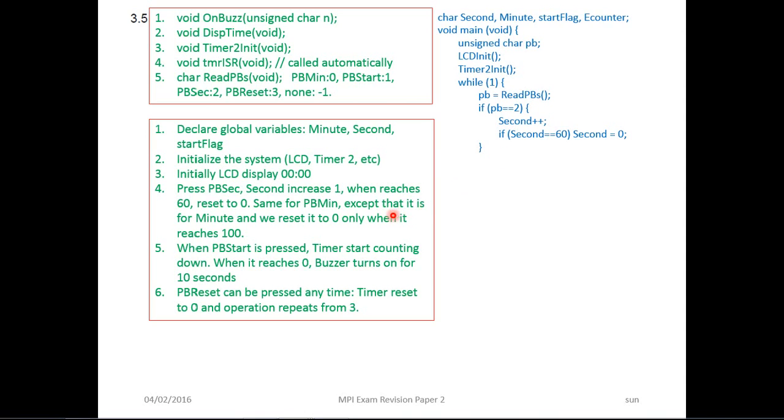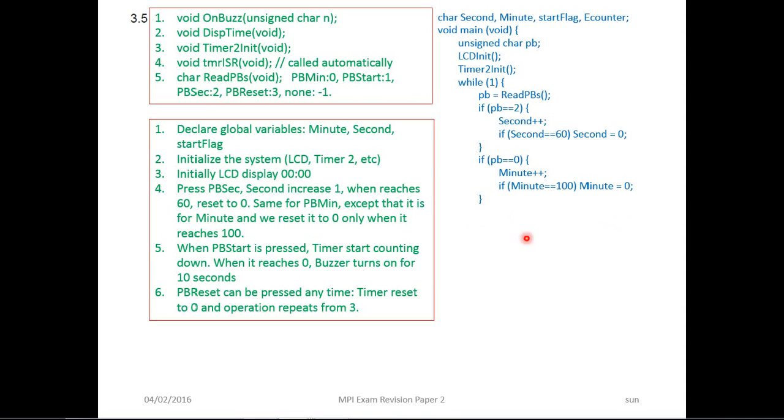We do the same for PB min. Here we see if the return value is 0. If it is, we will increase minute by 1. And if it reaches 100, we will reset it to 0. And that's all the action needed for when PB min is pressed.